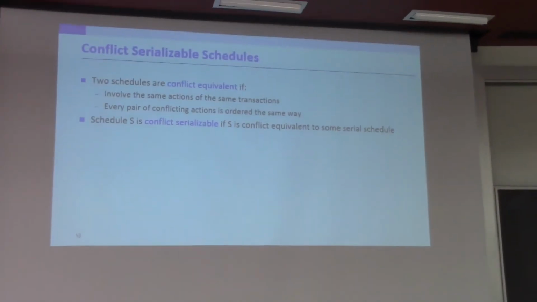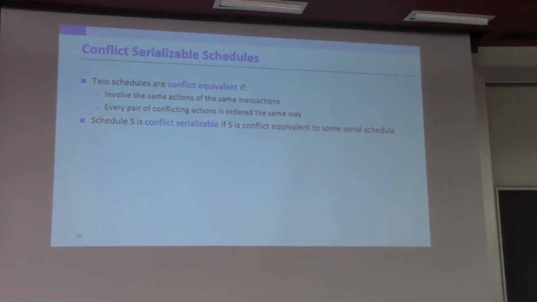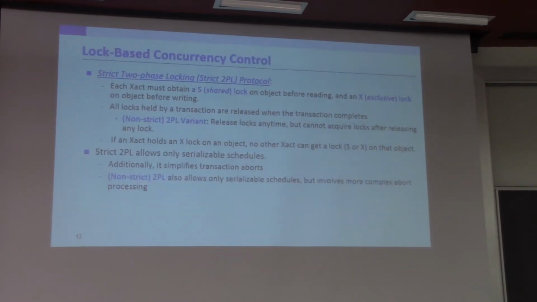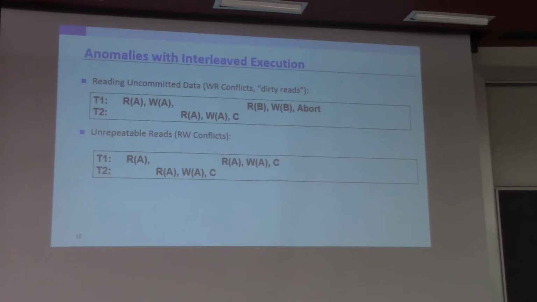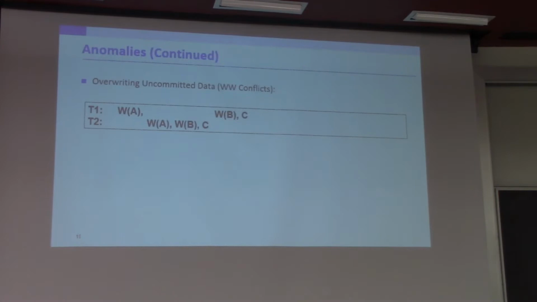Next, I'm going to introduce something called conflict serializable schedules. We say two schedules are conflict equivalent if they involve the same actions of the same transactions, and every pair of conflicting actions is ordered the same way. What do I mean by conflicting actions? Conflicting actions refer to those three anomalies we talked about in the last lecture: read and write, write and read, and write and write. Those are the three types of conflicting pairs of actions.